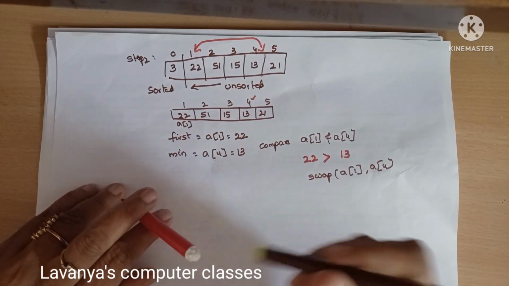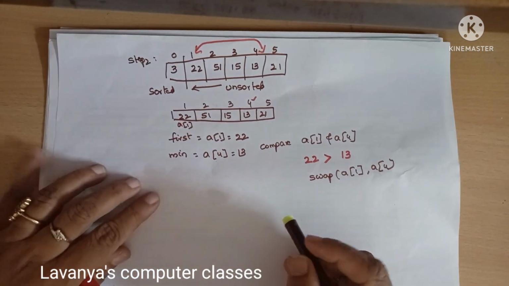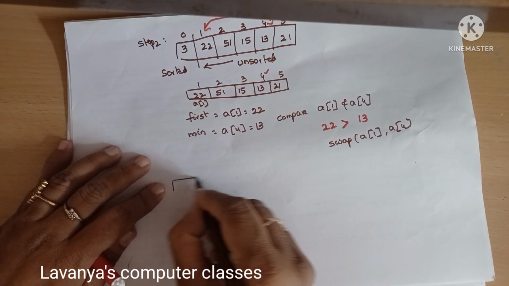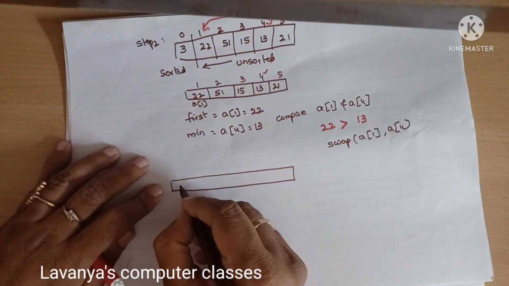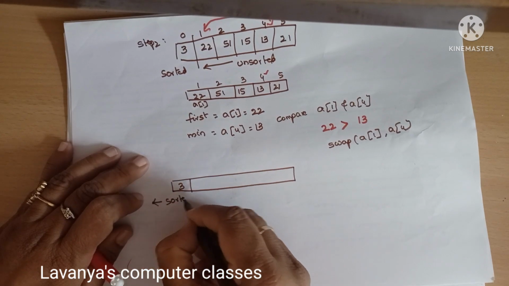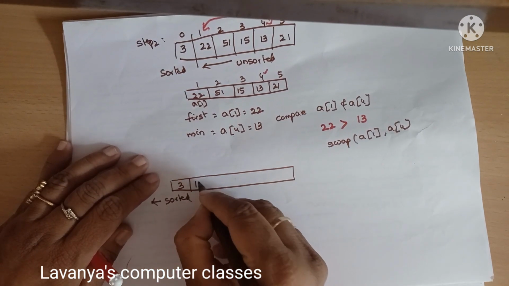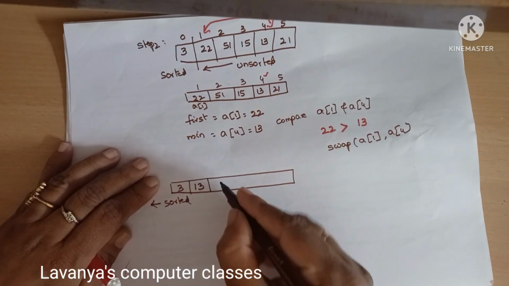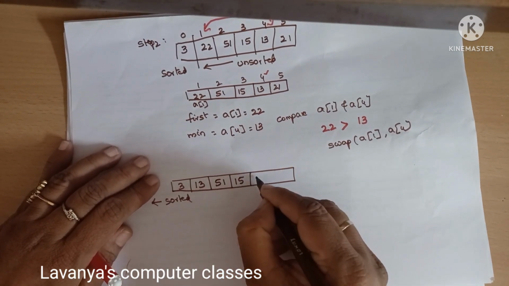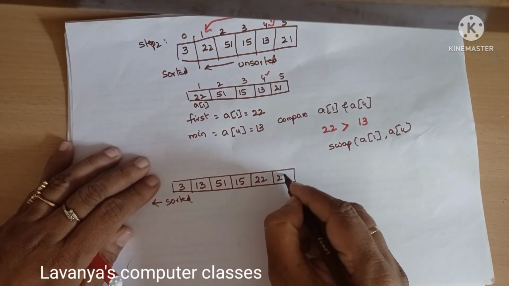In place of 22, 13 is coming. In place of 13, 22 is coming. Again write the diagram after swapping. 3 is not changed with anything. It is already in the sorted manner. Now, because the elements are swapped: 13, 51, 15, 22, then 21.